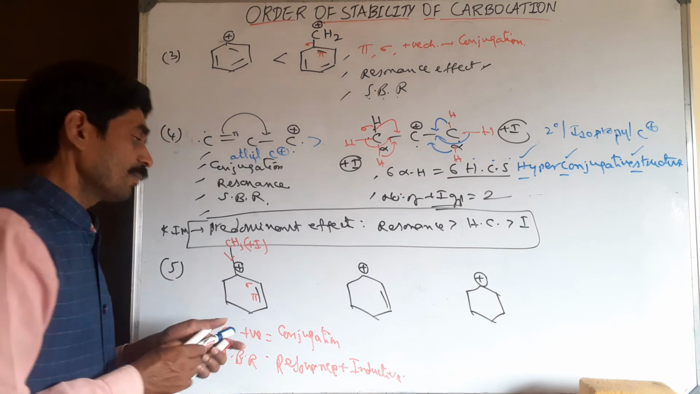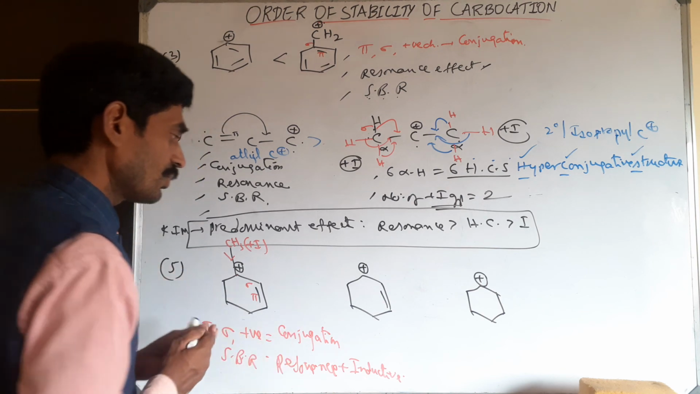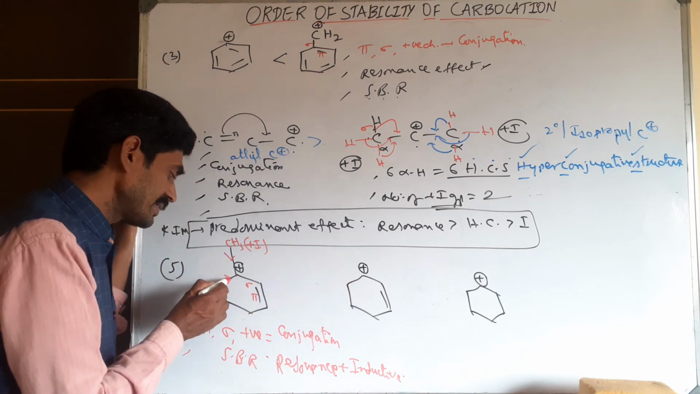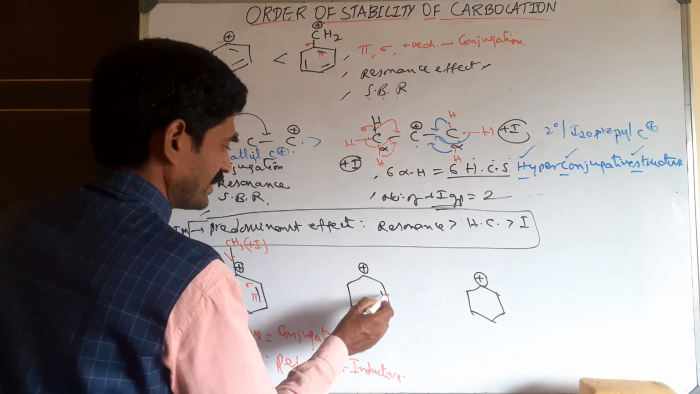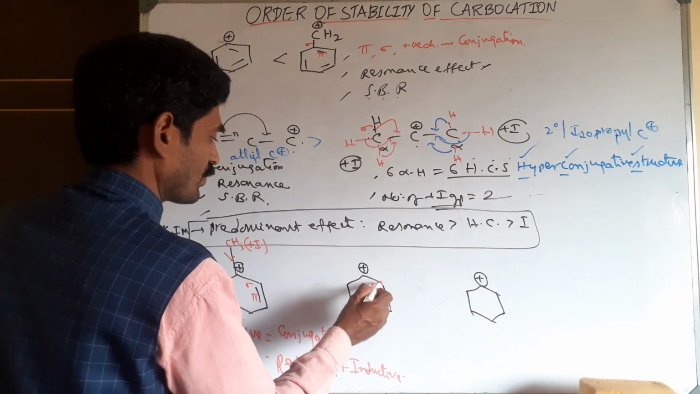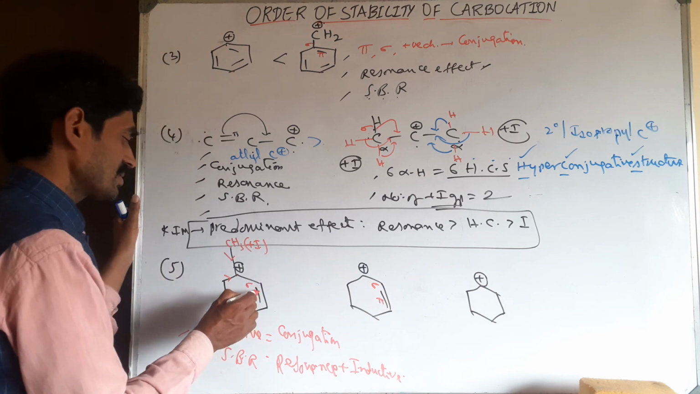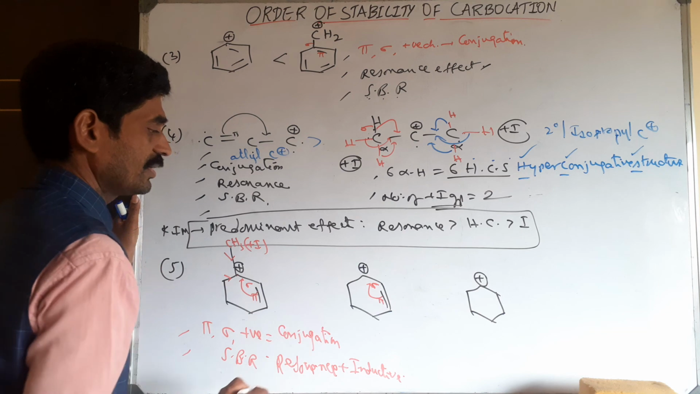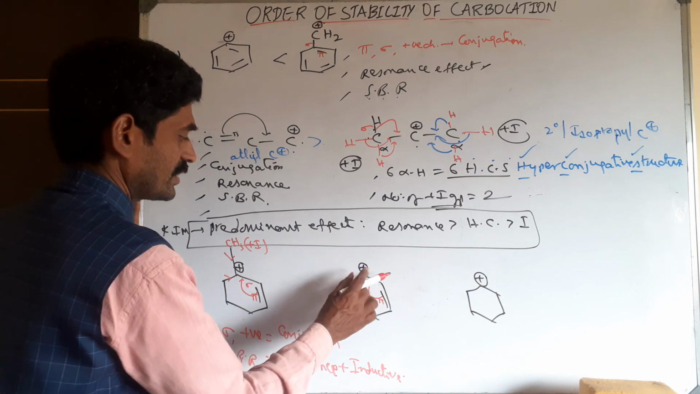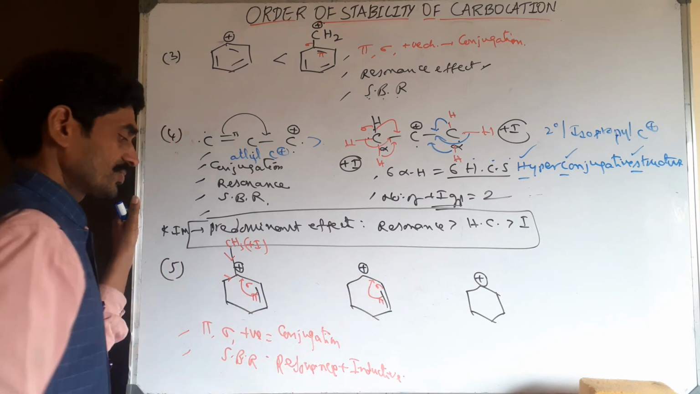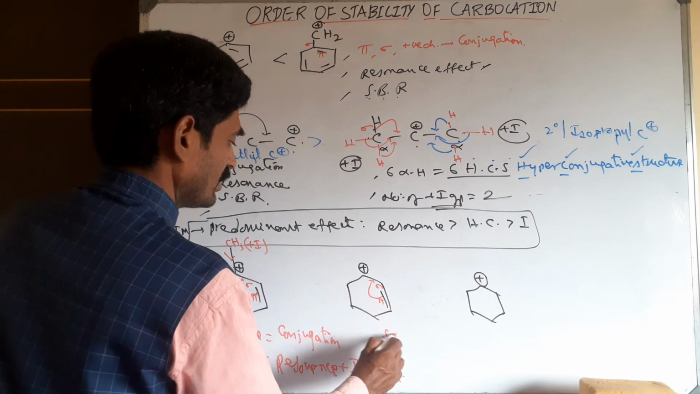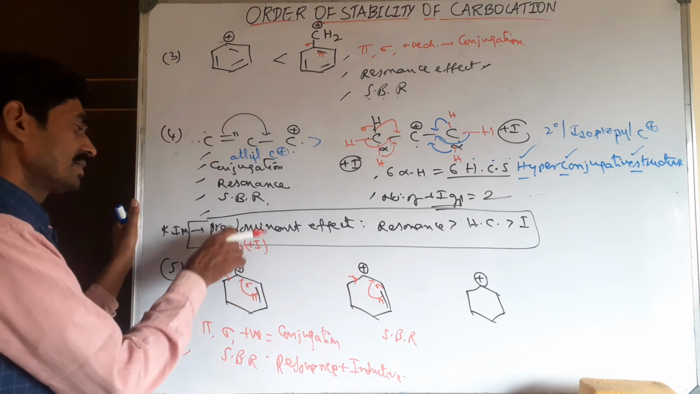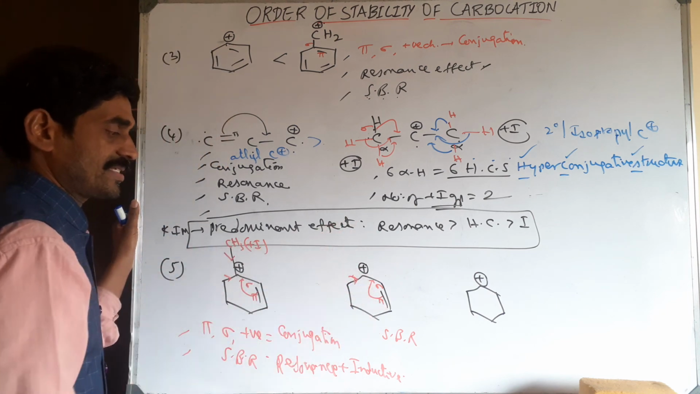Come here. In this case there is no alkyl group, that is okay. Here it is also releasing. It is the same thing: pi bond, sigma bond, positive charge, so these electrons may migrate over here and stabilize it. So it is stabilized by resonance, but here the methyl groups are not there to stabilize.